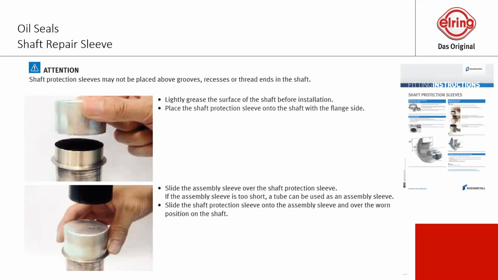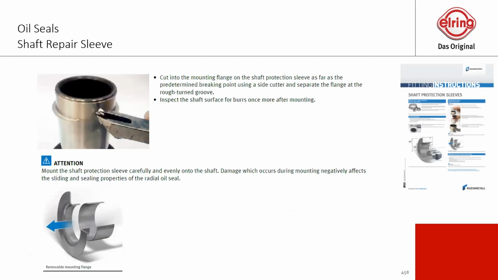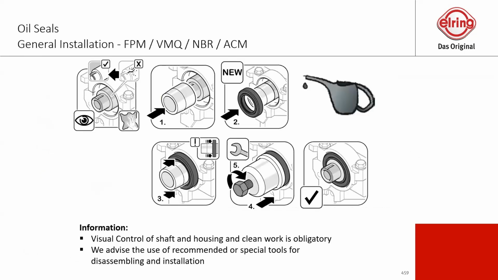And then more or less the job is done. There's no waiting time. And as I told you, you can reuse the same diameter of oil seal directly, also with this additional repair sleeve. So now we're coming to the installation of a classical oil seal.